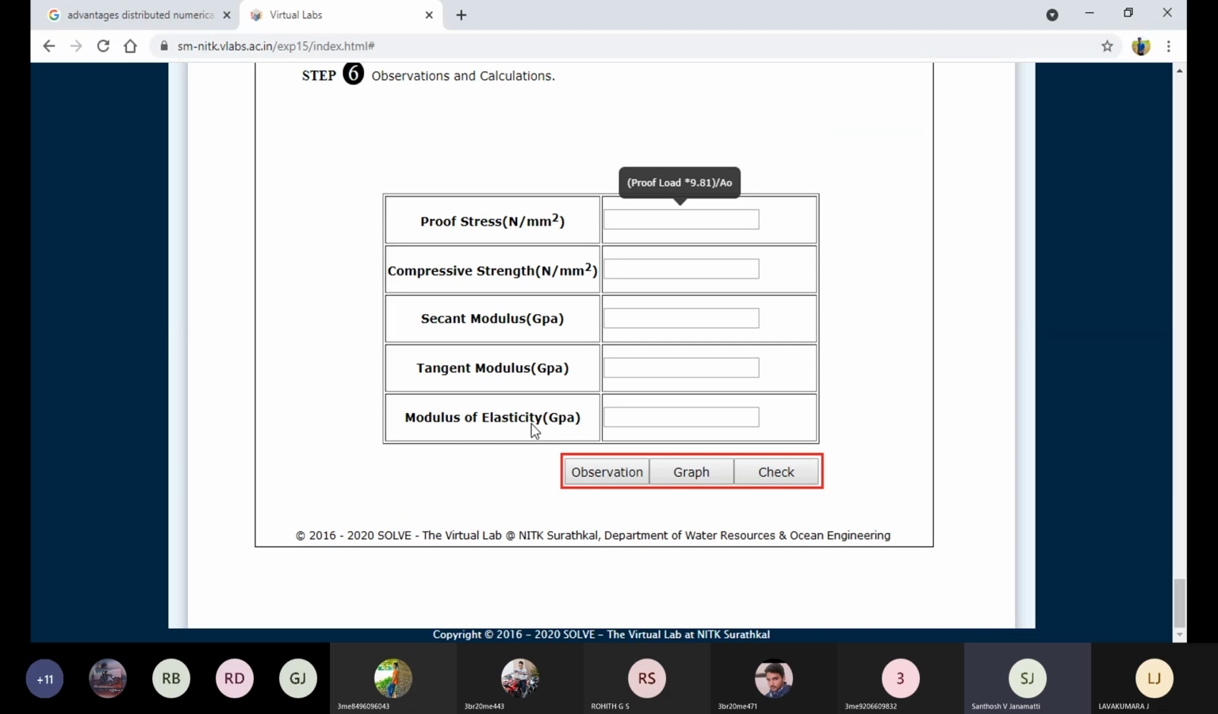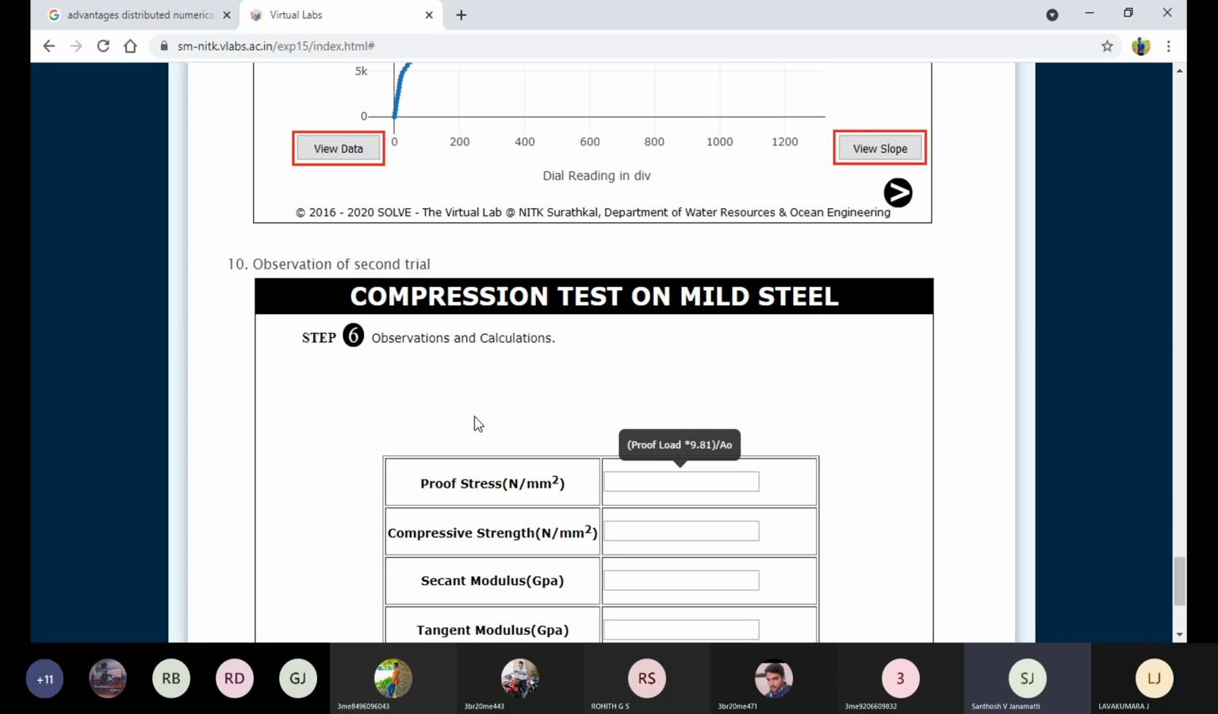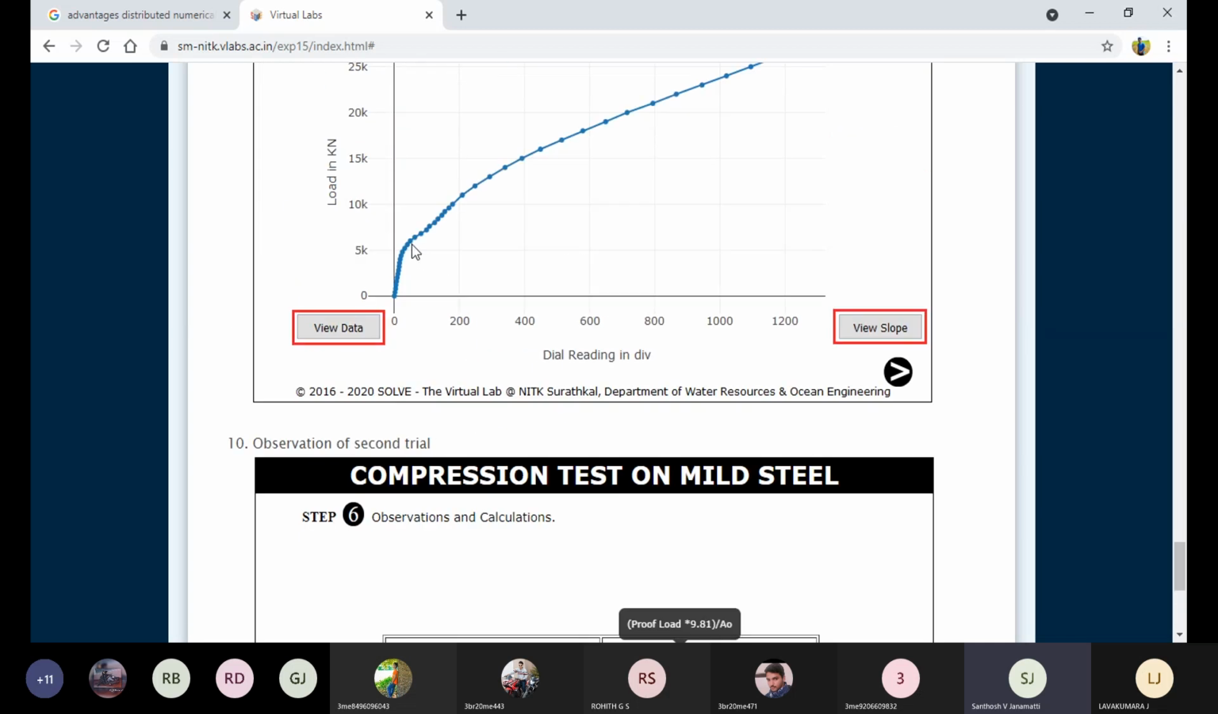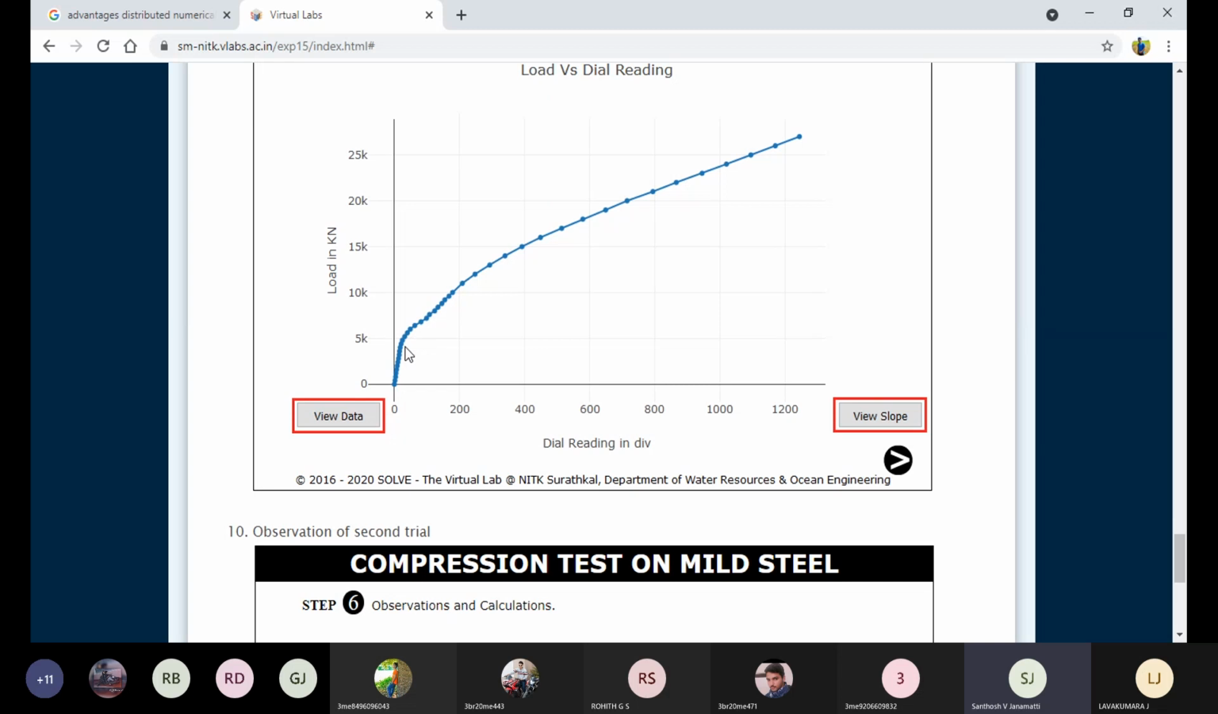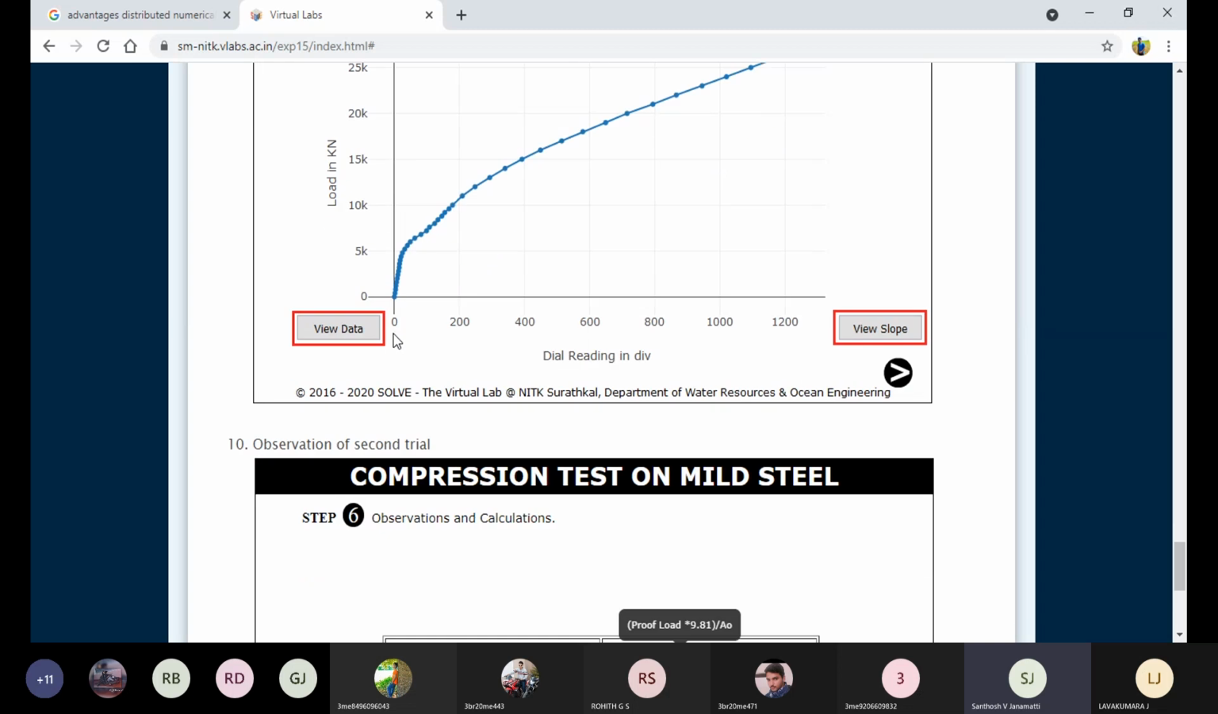Because we need to know the Young's modulus. Young's modulus means the stiffness value of the given sample. If you want to calculate the stiffness value of the given sample, you apply the secant and tangent modulus when the graph is curved. But if it is a straight line, as in this case, you can look at the figure. Up to here we have a straight line, right? So in these cases there is no need to take the secant and tangent modulus, because from here to here you can apply the slope.